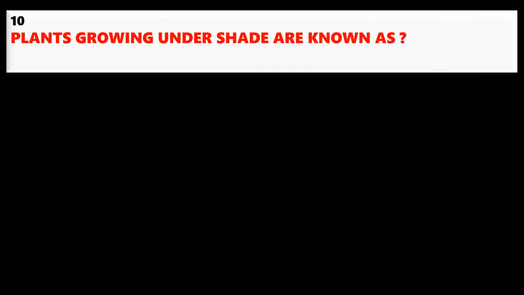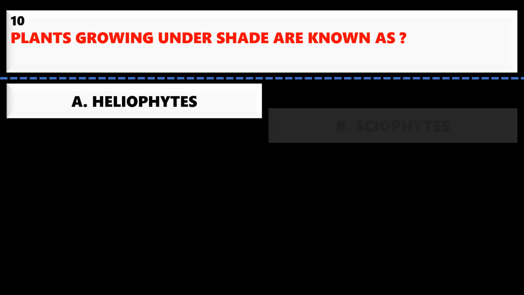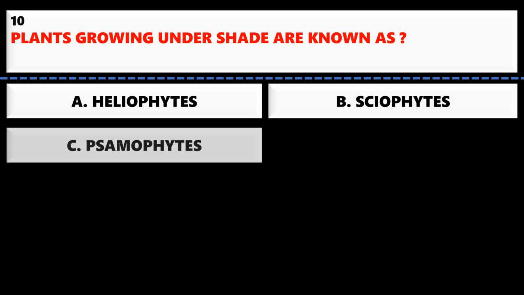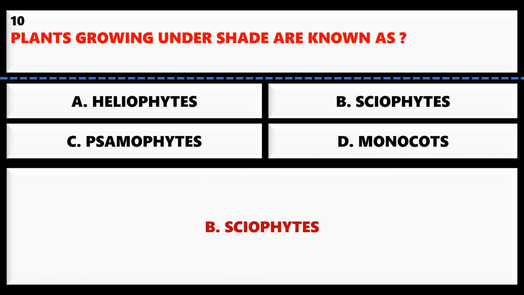Question number 10. Plants growing under shade are known as, and the options are heliophytes, zeophytes, psammophytes, and the last option is monocots. And the right answer is plants growing under shade are known as zeophytes.